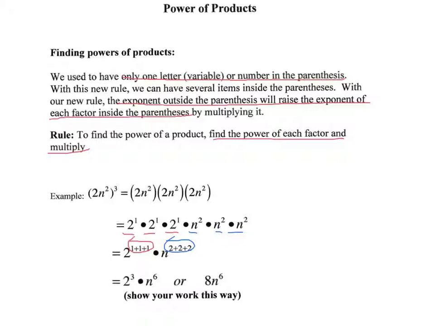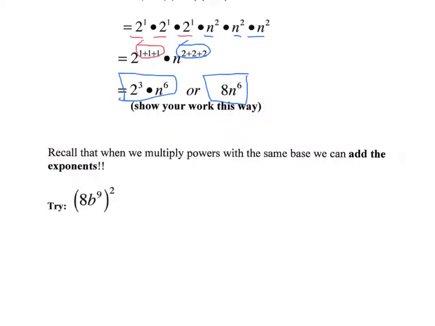Thus, coming up with the answer, 2 cubed times n to the 6th, or multiplying 2 times 2 times 2, we get 8n to the 6th. This is all based on the first rule of exponents, which says that when we multiply powers with the same base, we can add the exponents.